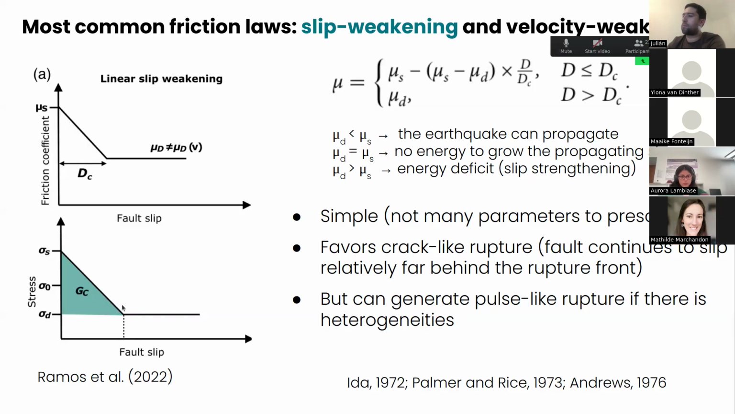So it's a very simple friction law. There are not many parameters to prescribe. This kind of friction law favors crack-like ruptures. So it means that the fault continues to slip relatively far behind the rupture front. It's because with this friction law, the fault is not able to heal. But we can still generate pulse-like rupture if there is heterogeneity, for example, in the initial stress or in the fault geometry.